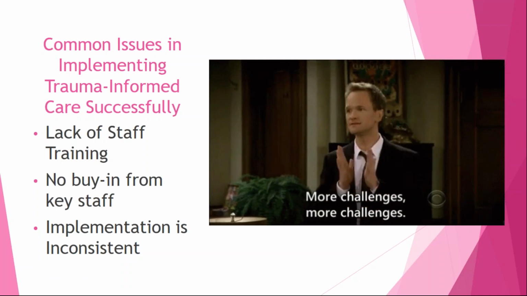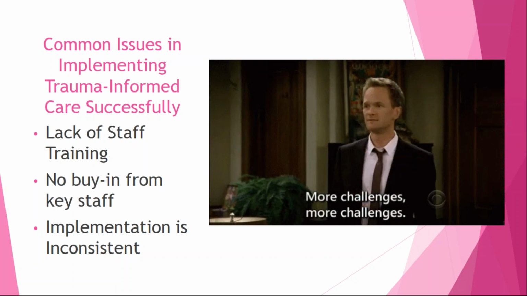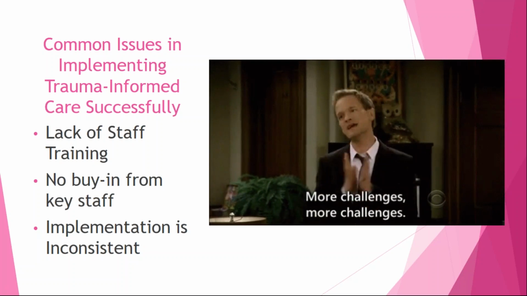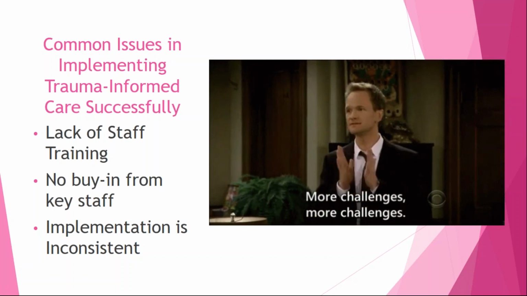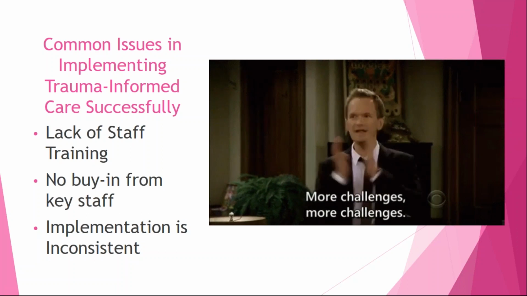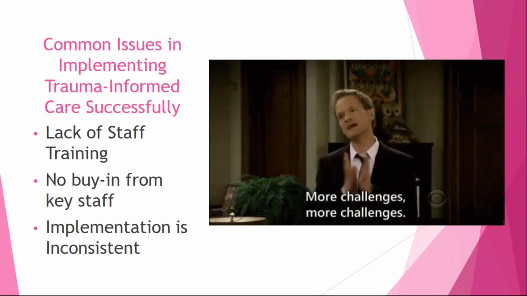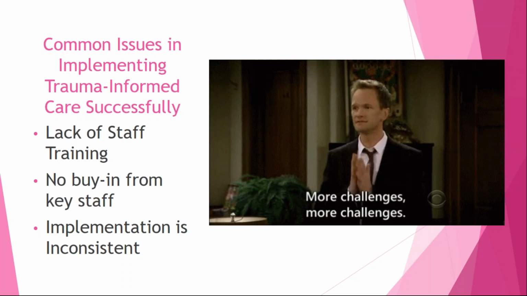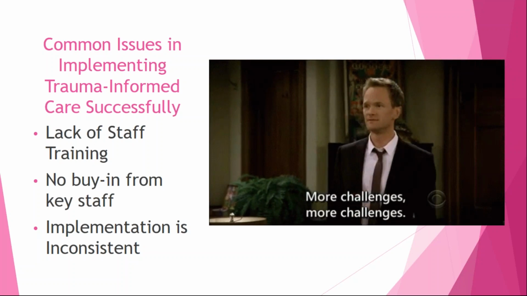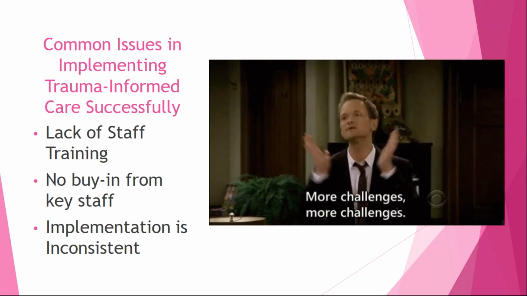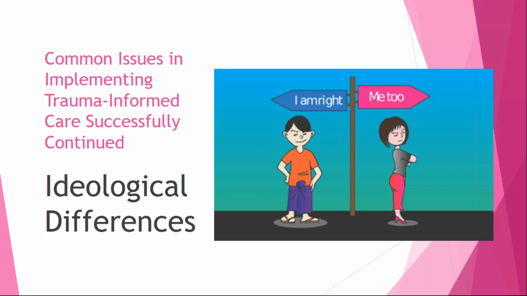And part of that, like we've explored, was lack of training, lack of buy-in. And part of that, too, is a lack of policies and procedures that reflect a trauma-informed organization, and a lack of evaluation and reflection on how we're doing as an organization. And then there are a lot of ideological differences that surround this issue of creating a trauma-informed agency, and what trauma-informed culture is and what it looks like.